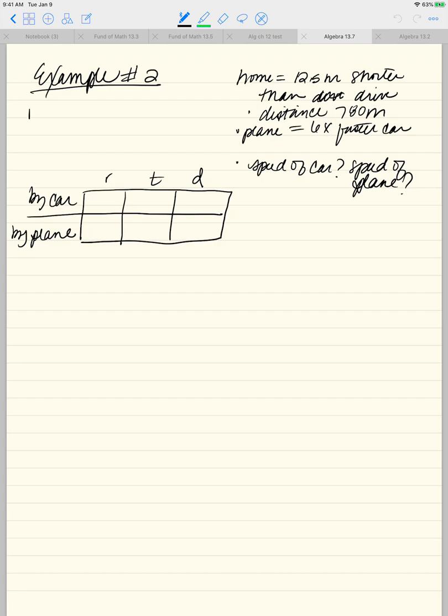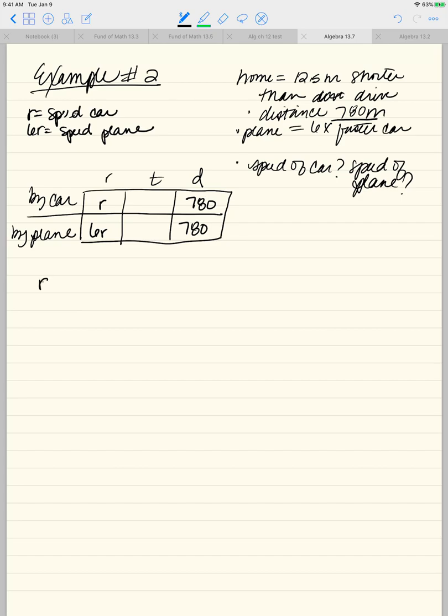So what we're going to do, R is the speed of the car, and we know that the plane travels 6 times faster than the car, so 6R is the speed of the plane. So let's start filling in our chart. R is the speed of the car. 6R is the rate of the plane, okay? Distance, we're told it's 780 miles. So distance for both of these is 780.